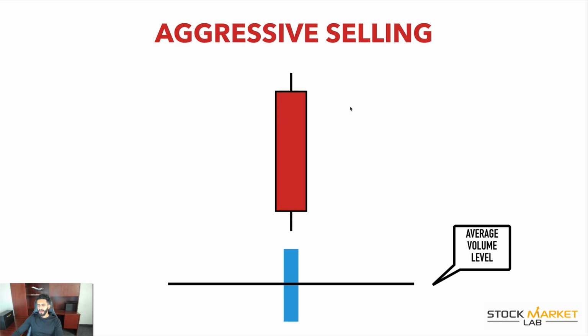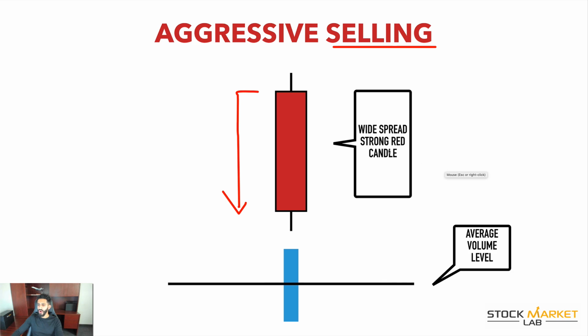Now, this is where some people get confused. Who's in control on this candle? Look at the candle first. Sellers are in control, right? So we have a strong, widespread red candle. It's a strong red candle right here. We have increased high volume.